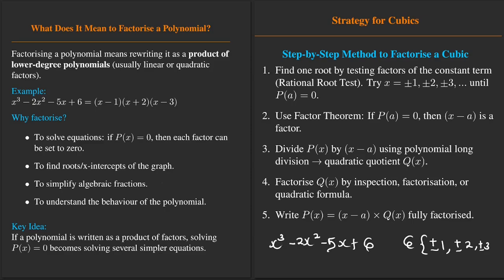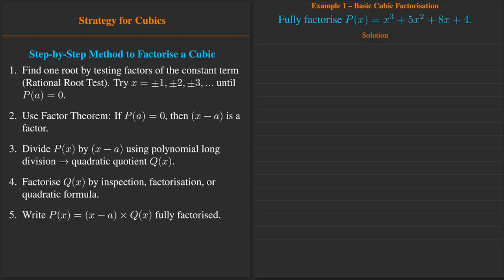This will be best understood if we solve some examples. So to have a feel of what these processes are, let's look at this first example. This is a basic cubic factorization, a very simple one. So we have p of x, the polynomial in terms of x, given as x cubed plus 5x squared plus 8x, and then plus 4. Step 1 says we should first of all find a root, one of the roots.